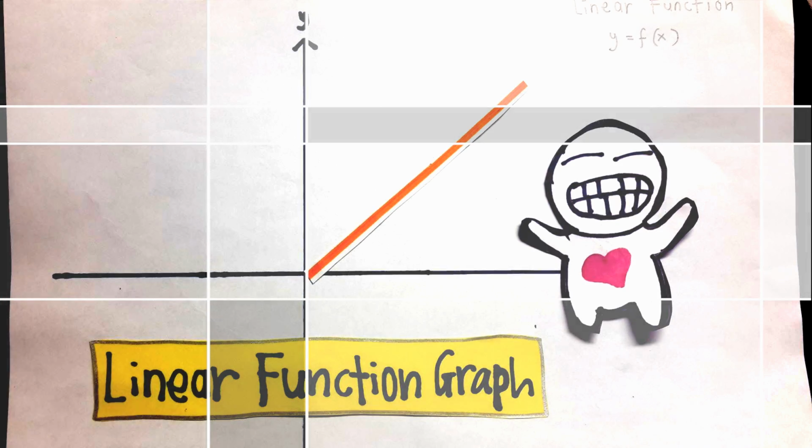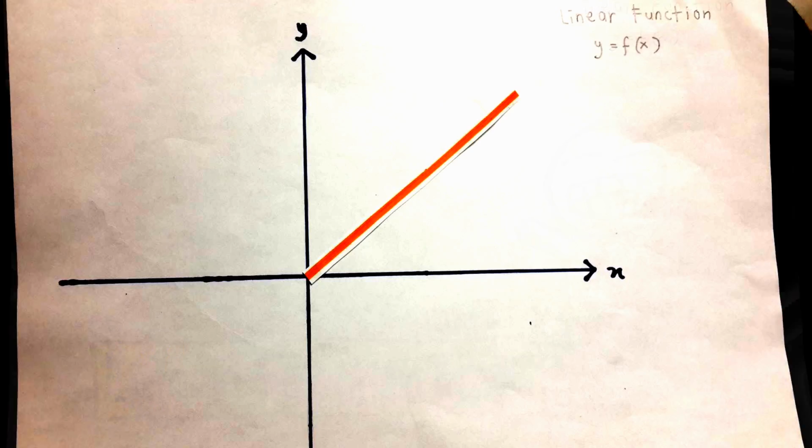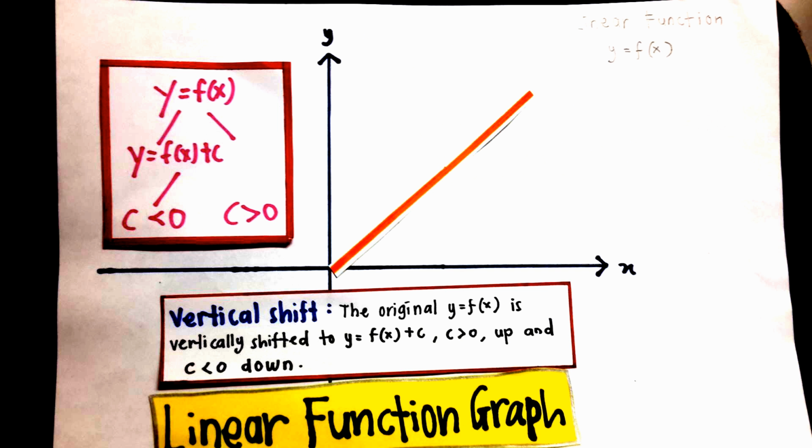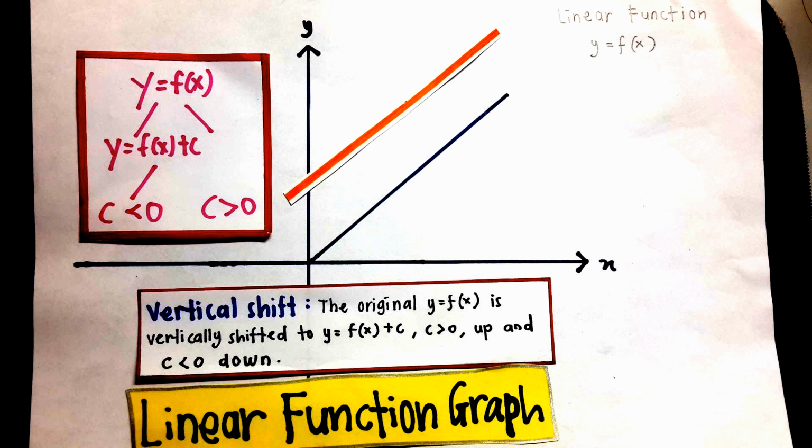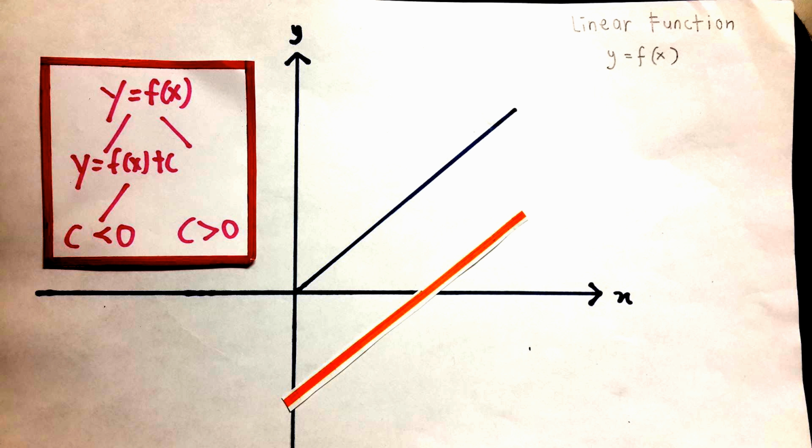So first, let's start with linear function graph. Basically, it's a straight line. So guys, let's start with vertical shift, where y equals f(x) plus c, where c is a constant. When c is positive, it will shift upward. And it will shift downward if c is less than 0, which is negative.